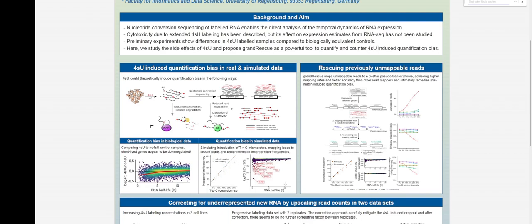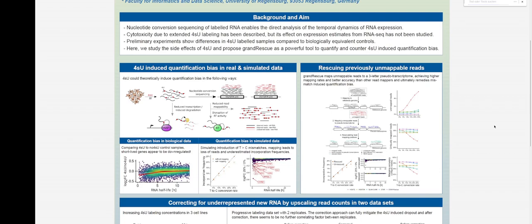On the right, we can also see this effect in a dropout plot. Here we don't compare 4SU to no 4SU samples, but instead we compare the 25% simulated rates data to the ground truth of 0%, so no introduced mismatches. And you can see that especially for the lower half-lives, major factors like MYC or JUN or EGR and others are being downregulated.